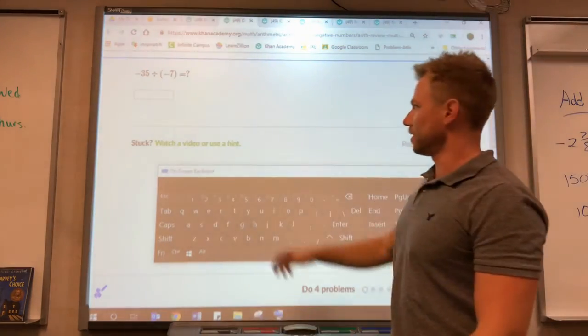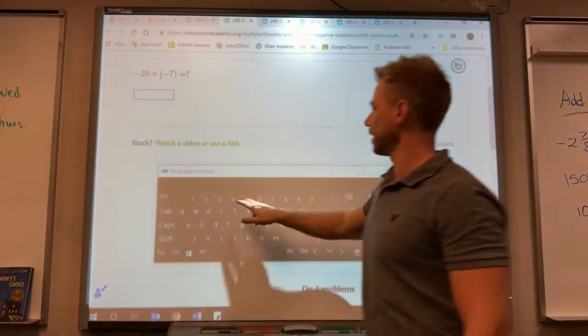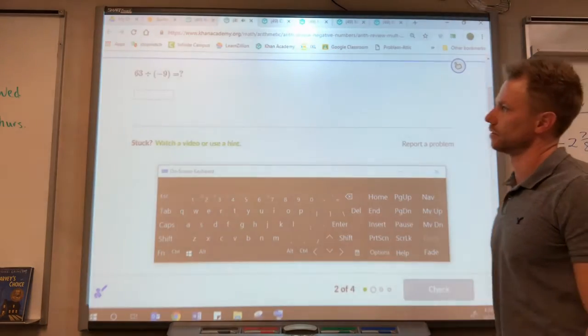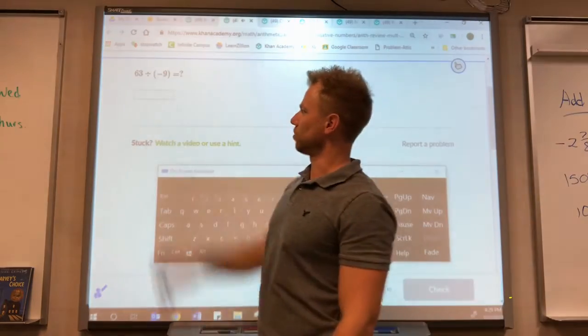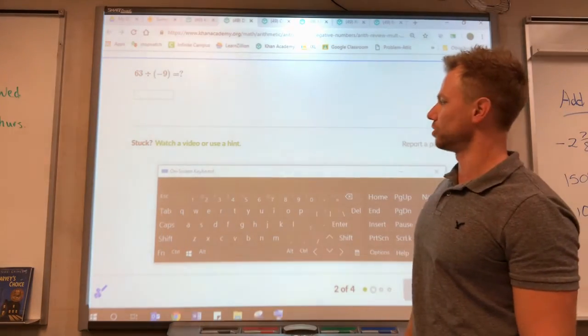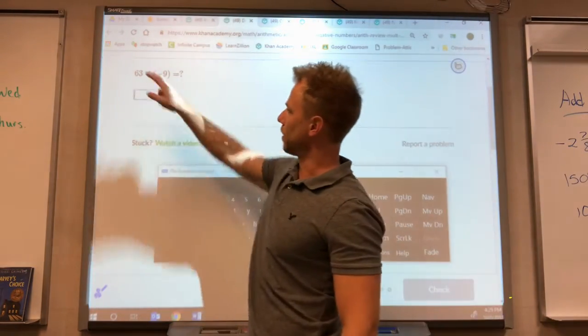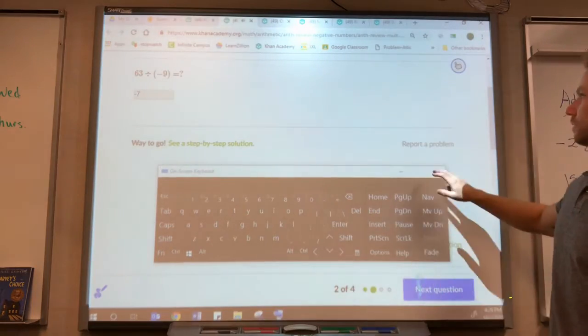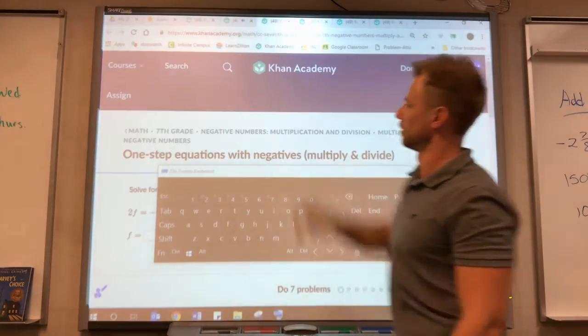35 divided by 7 is 5. And again, two negatives make a positive. So that's going to be a positive 5. We have 63 divided by 9, which is 7. And we have a positive and a negative, which makes a -7. Good.